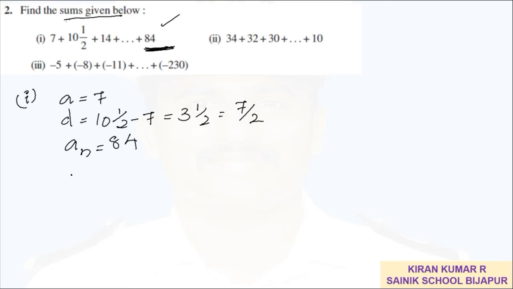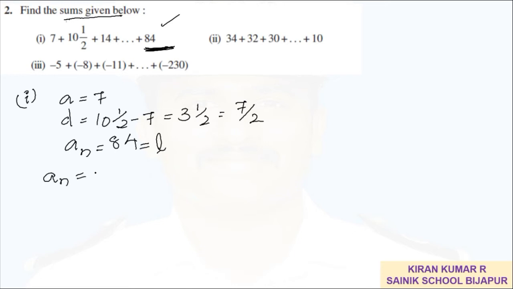We have learned the formula Sn is equal to n by 2 times (a plus l). This last term is an, and I can write it as l. But to use the formula I need the value of n. How many terms there are is not known to us, so we need to find that first.